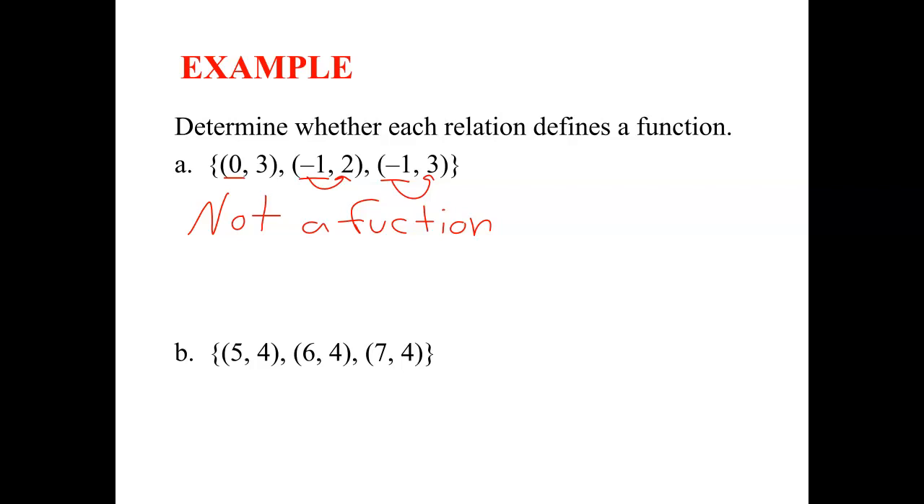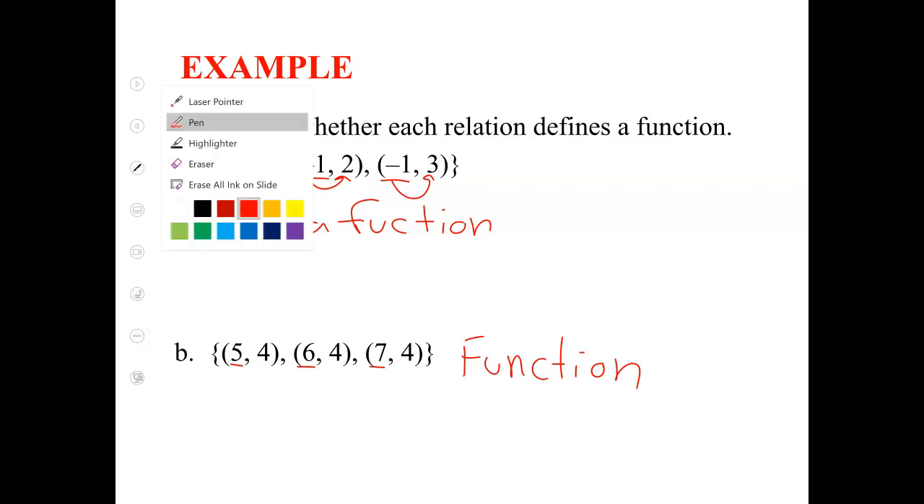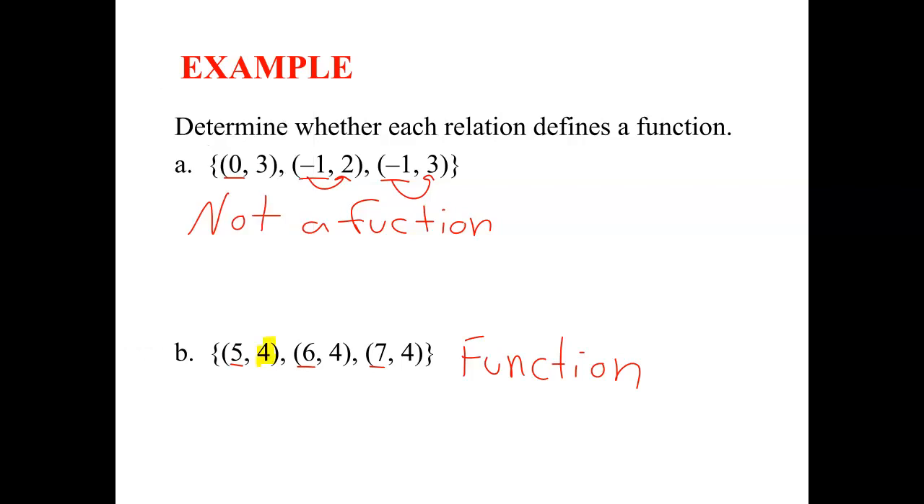Looking at letter B, what are my x values? Do any of those repeat? They don't. Right. They don't repeat, meaning it's a function. Every x value corresponds with only one y value. Now, in this case, my y values repeat, but that's fine. I can point to the same y value with different x values.